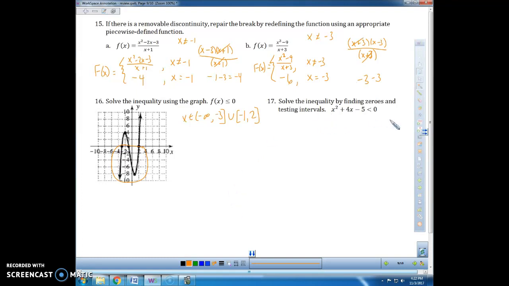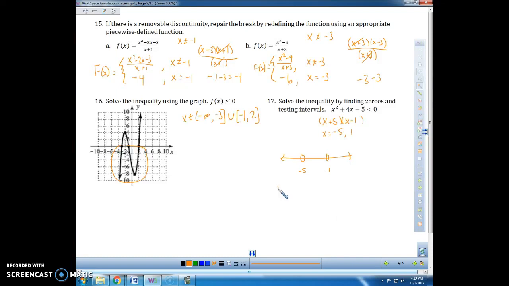Number 17, solving the inequality. So we're going to start by factoring, pretending it was an equation. So your zeros would have been negative 5 and 1. We're going to put those on a number line. And since we're strictly being less than, we're going to use open circles. Negative 5, 1. And we're going to test each of these regions.